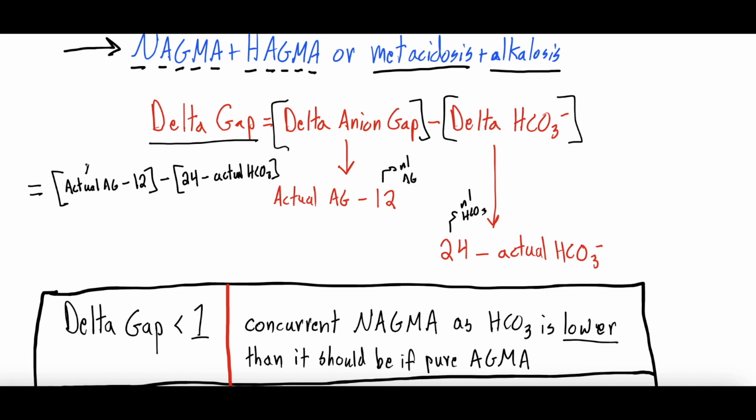So these two are kind of what is going on in the patient, right? Whereas these two are just kind of the normal values. And that will give you a number, all right? Sometimes that number will be negative, and sometimes it will be positive. And how we interpret that is below.